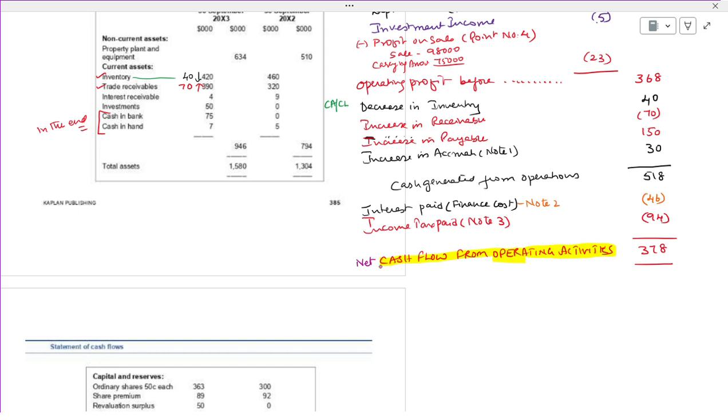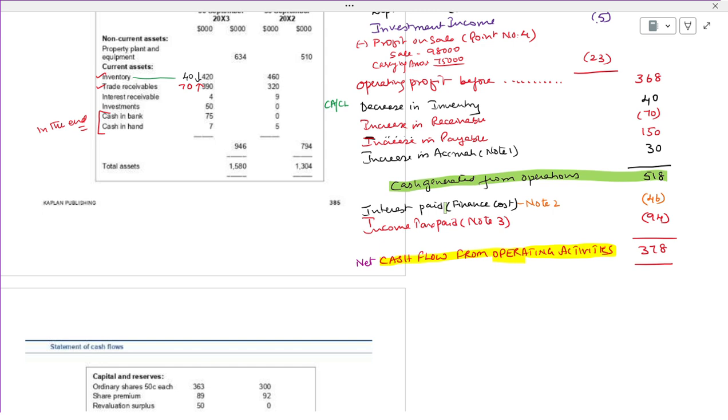Now see the things. Very simple. We have to write two or three sentences. Cash generated from operations is positive. It is a good sign that cash generated from operating activities is 518 and cash flow from operating activities is 378. It means the business is doing exceptionally well. From the operating activities, they are generating revenue for the company. Are you clear about this?